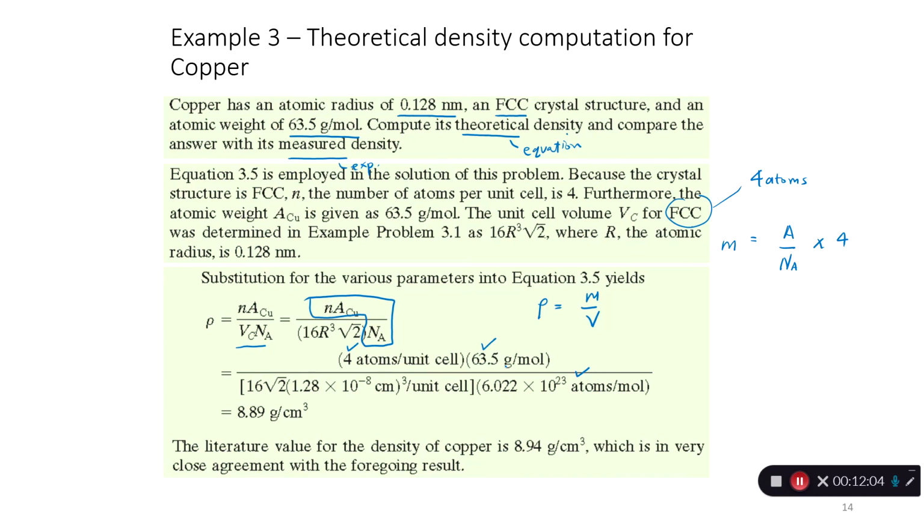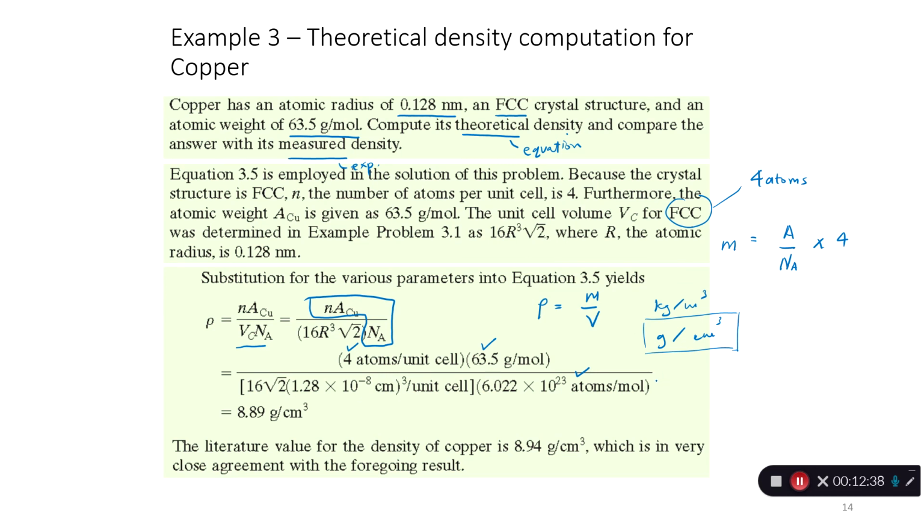Now be careful. Since the atomic weight here is given in grams per mole, you know that the mass will be in grams. Normally density is expressed as kg per cubic meter or grams per cubic centimeter. You might want to use the latter because you're talking about a very small quantity of mass, so it's better to express it in grams per cubic cm.